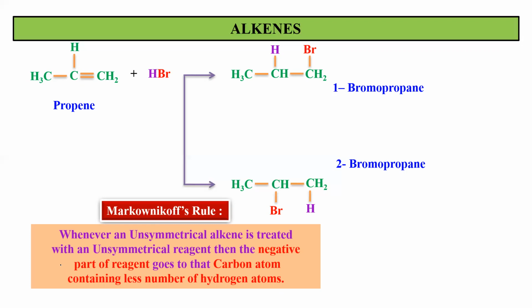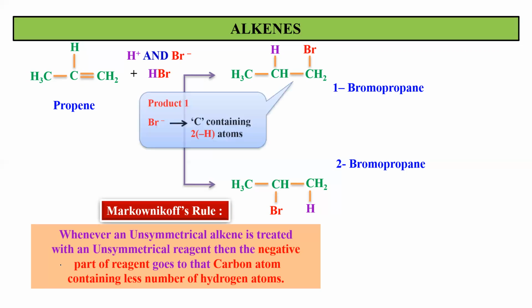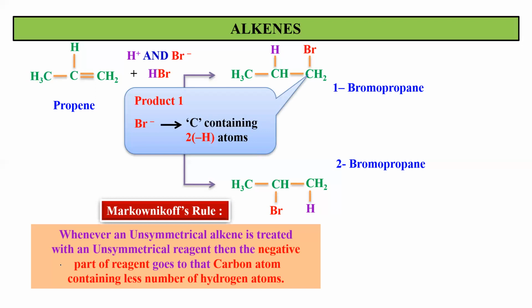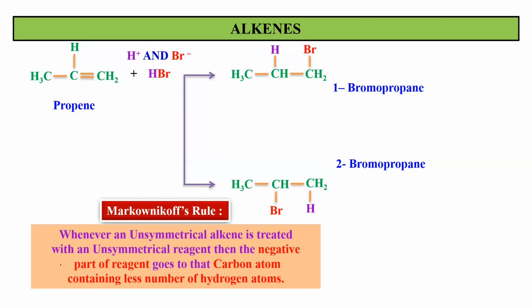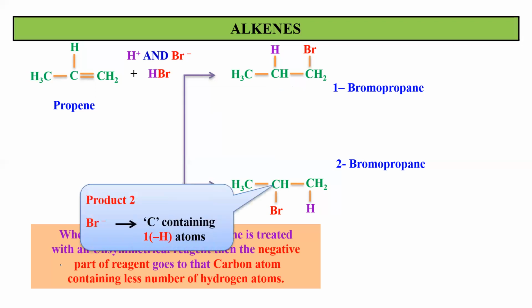Meaning, look, firstly HBr, which you have, can be broken down to give H plus and Br minus. You can break it as H positive and Br negative. So first tell me, which one is the negative part? The negative part is Br minus. Now what can happen? Br minus, the negative part, can either go to the first carbon or to the second carbon. If it goes to the first carbon, that is the carbon which initially contained two hydrogen atoms. Or if it goes to the second carbon, that is the carbon which initially contained only one hydrogen atom.